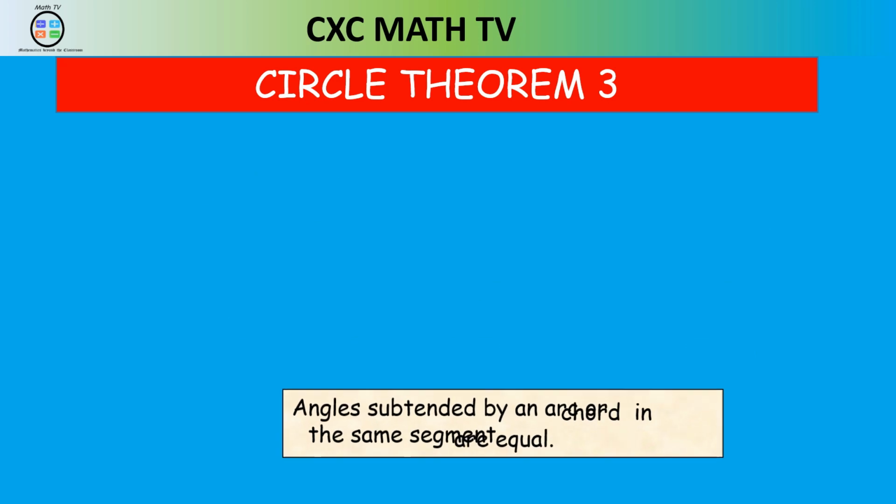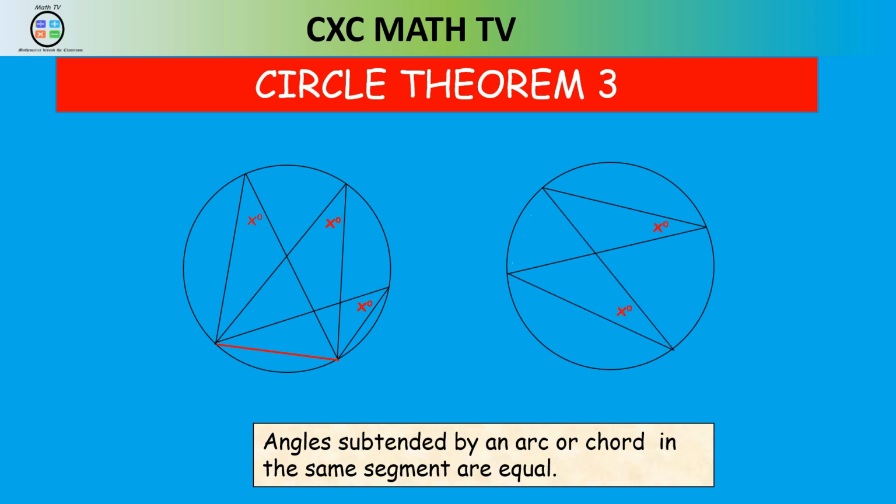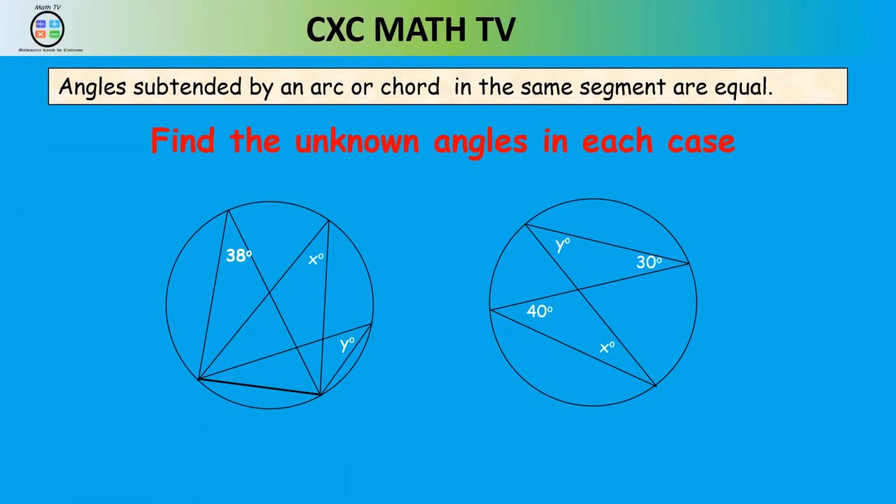So, as you can see in the next diagram right here, the y's right there, those two angles would be equal, and the x's right there, those would be equal as well, because angles subtended by an arc or chord in the same segment are going to be equal. So, find the unknown values in each case. Find angle x, angle y in both diagrams.